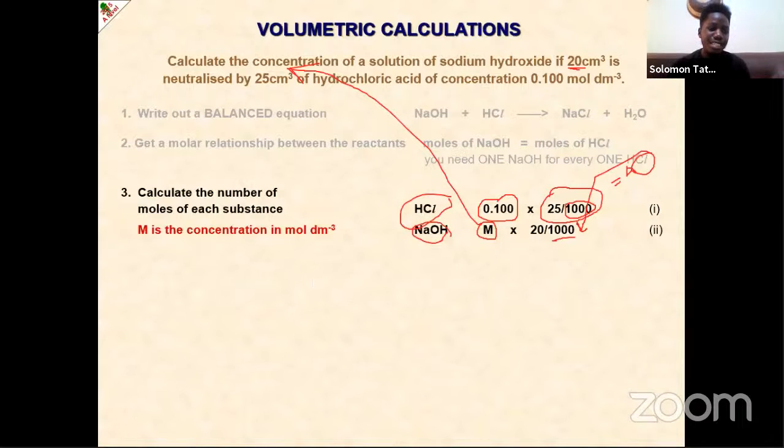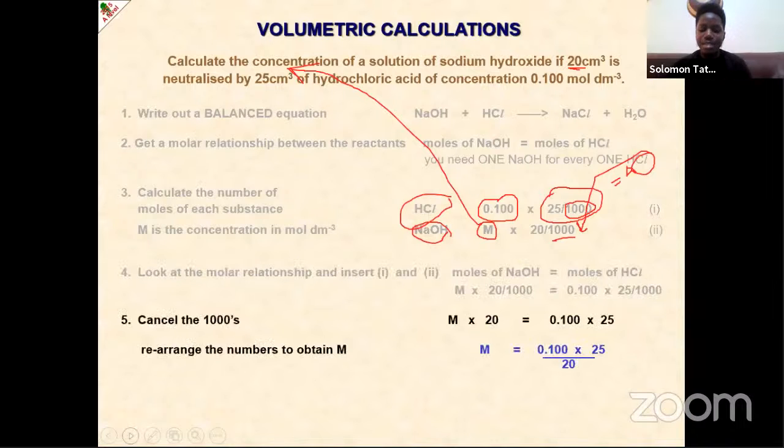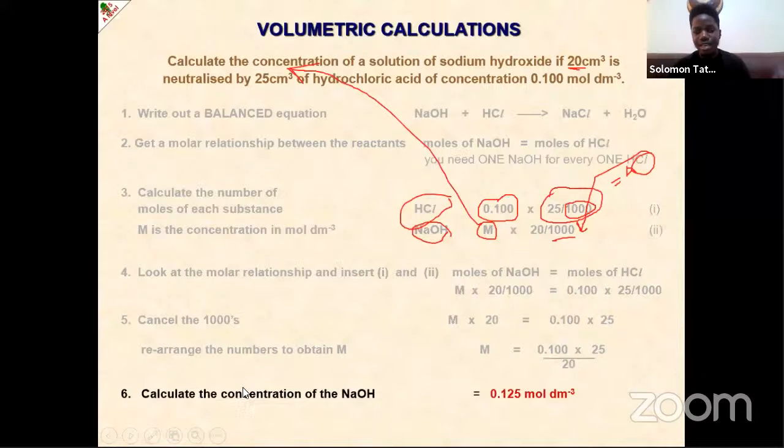So that is step 3. And then on step 4, we are just using mathematics. We have equated the two equations, and we are finding M. You can cancel out the thousands, then make M the subject and find the answer. As quick as that.